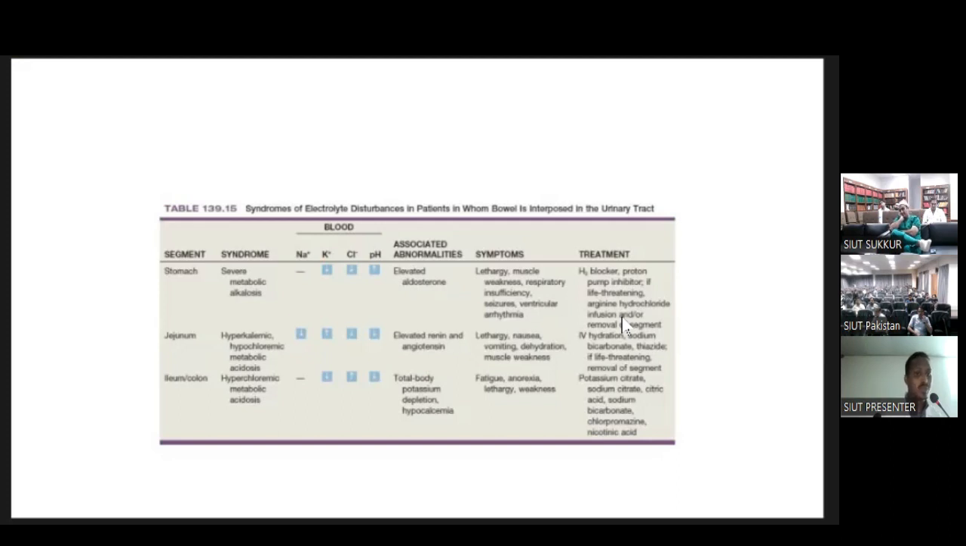The one mostly we have seen is jejunum, which causes hyperkalemic, hypochloremic metabolic acidosis. Professor Murli just said hematuria-dysuria syndrome. So, does anybody know what this condition is and what is the pathophysiology of hematuria-dysuria syndrome?